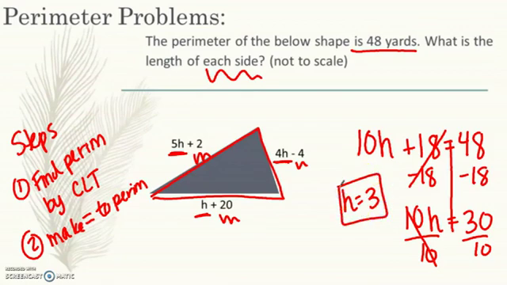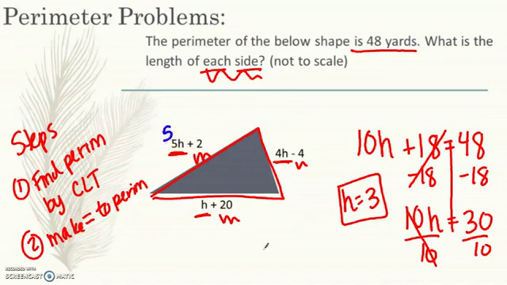Okay? Now, a lot of kids will stop there. Like, yes, I did it. But it didn't ask for h. It said the length of each side. So let me explain that real quick. And if I'm losing you at this process, I need you to call me over so I can help you, okay? H is 3. So let me plug this all the way here.